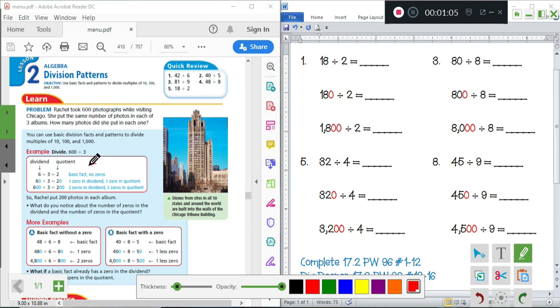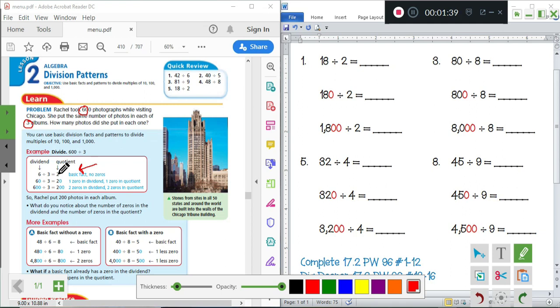So I'm right here. And we have 6 divided by 3. Now I know it's 600 pictures, but we do know that we can divide 6 into 3 groups equally. So we get our basic fact. 6 divided by 3 equals 2.